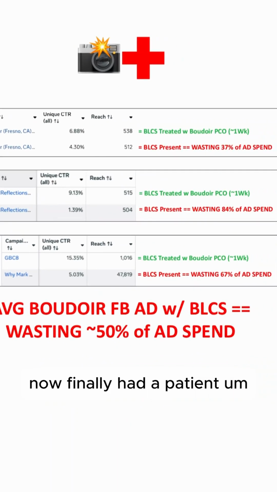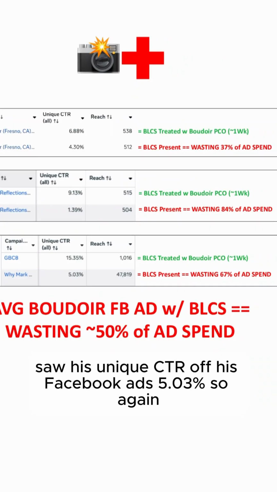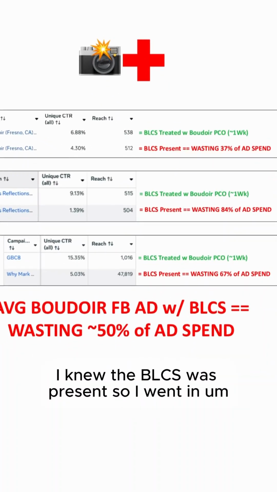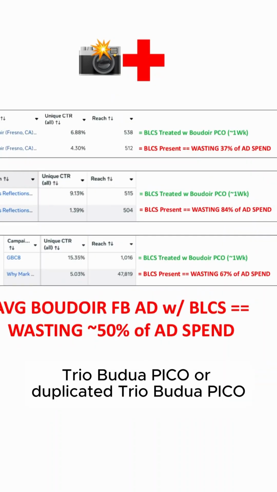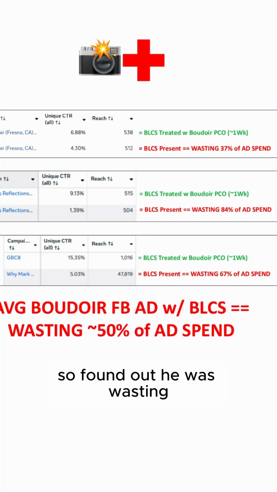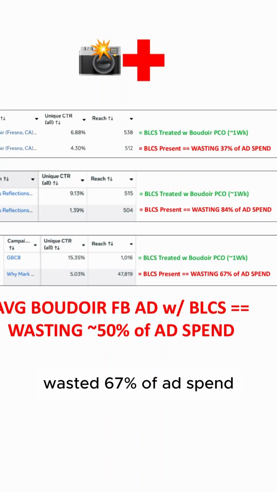Now, finally, had a patient whose unique CTR of his Facebook ad was 5.03%. So again, I knew the BLCS was present. So I went in, duplicated, treated with Boudoir Pico, took about a week, and got his unique CTR up to 15.35%. So found out he was wasting, or at least the original Boudoir Facebook ad was wasting, 67% of ad spend.